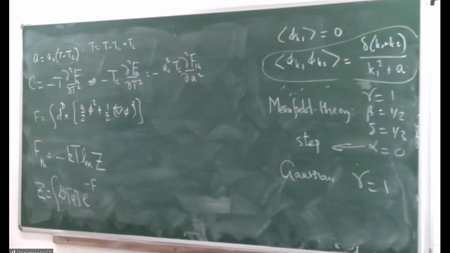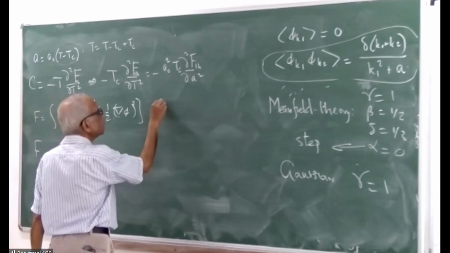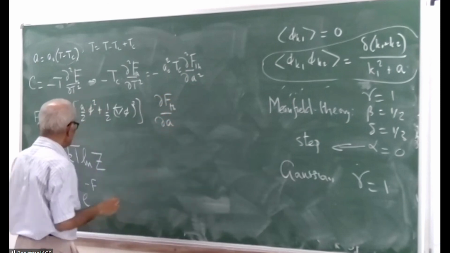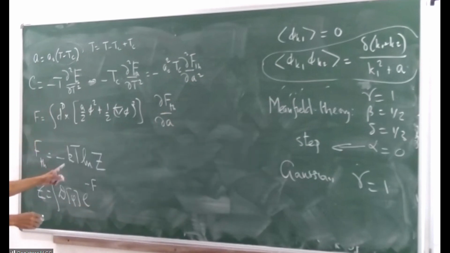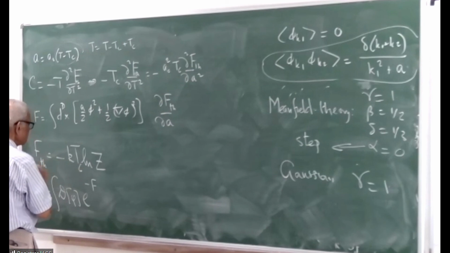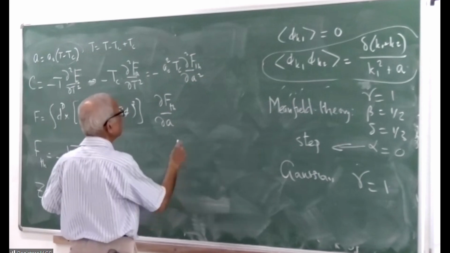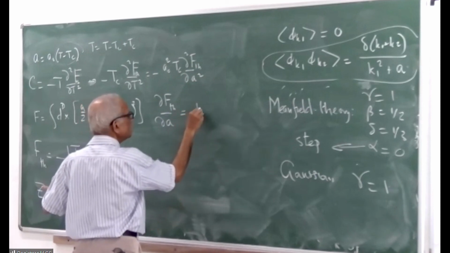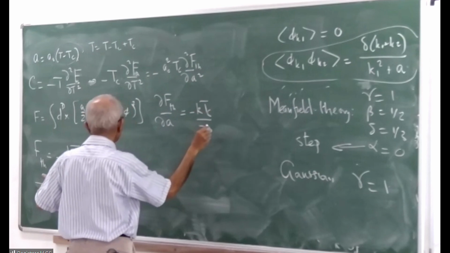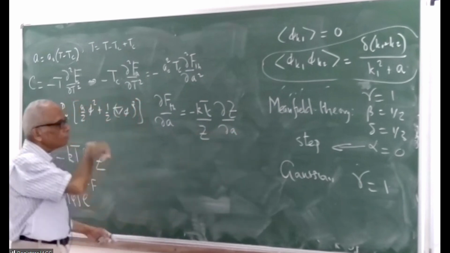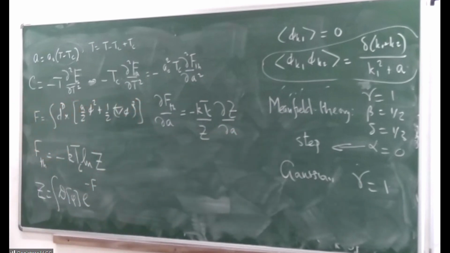Now I'm ready to take a derivative. So F thermodynamic, del F thermodynamic del A, so this is equal to minus kTc log Z, and this is equal to minus kTc divided by Z, del Z del A. All right, del Z del A.